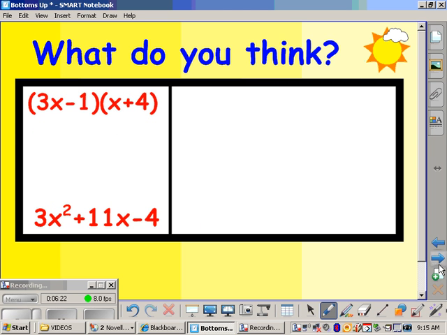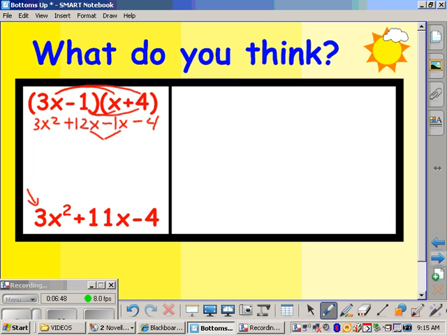So in this problem, the factors are 3x minus 1 and x plus 4. And then our trinomial is 3x squared plus 11x minus 4. So you can see if we FOIL this, we would get 3x squared, and 3x times 4 is 12x. Negative 1 times x is negative 1x. And negative 1 times 4 is negative 4.